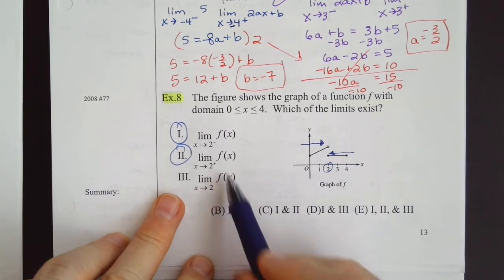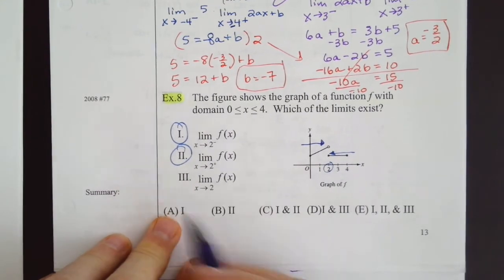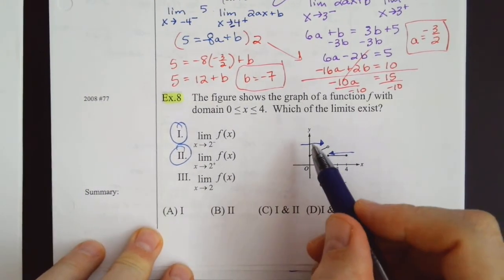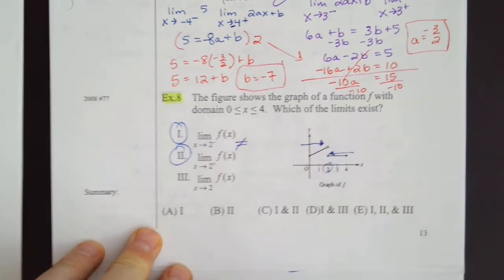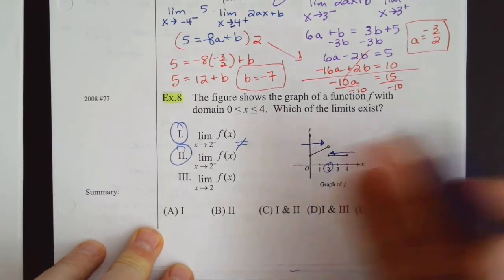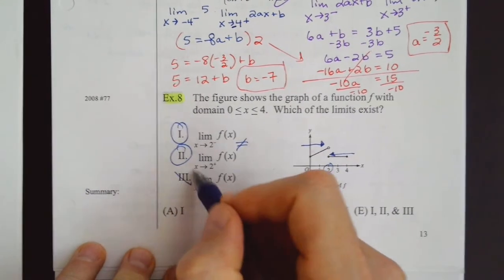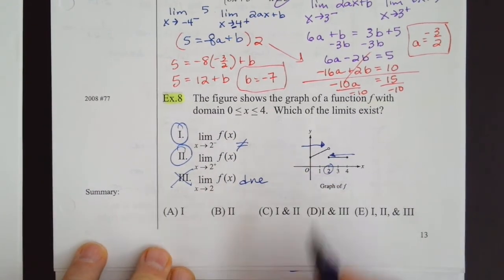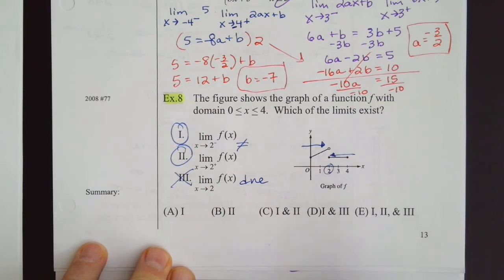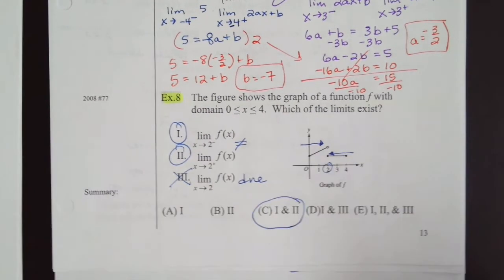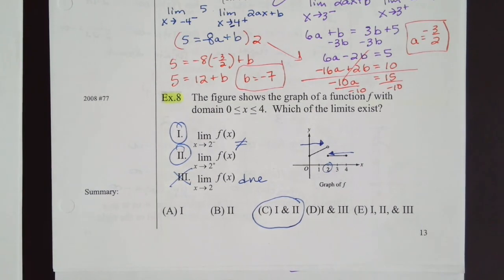Now, for the overall limit to exist, we have to be approaching the same number from both sides, and we're not. These two numbers would not be equal. This would be up here, this is down here. They don't join together. So that one does not exist. We don't know what these are because this graph isn't labeled. So 1 and 2 are good, and that concludes these notes.